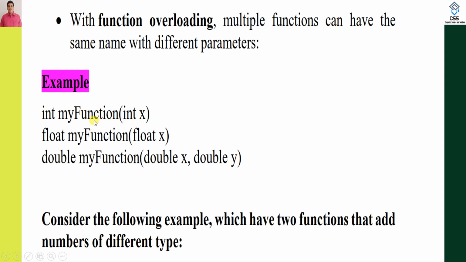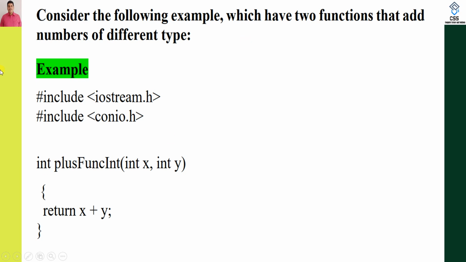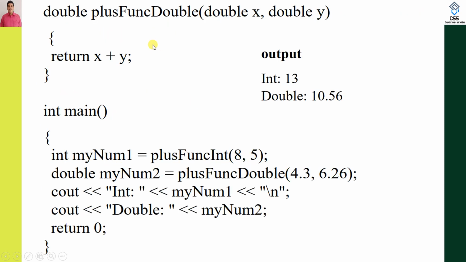The first function, my function, takes an integer. The second function has the same name and carries a float, and the third function takes the double type, which means the type or the number of arguments might change along with its return type. Here integer, here float, here double, or to some extent you can take void. Take the example here. You have taken a plus function of type int, a user-defined function which carries two integers. Plus function of type double, another function carrying two doubles. This is not function overloading.